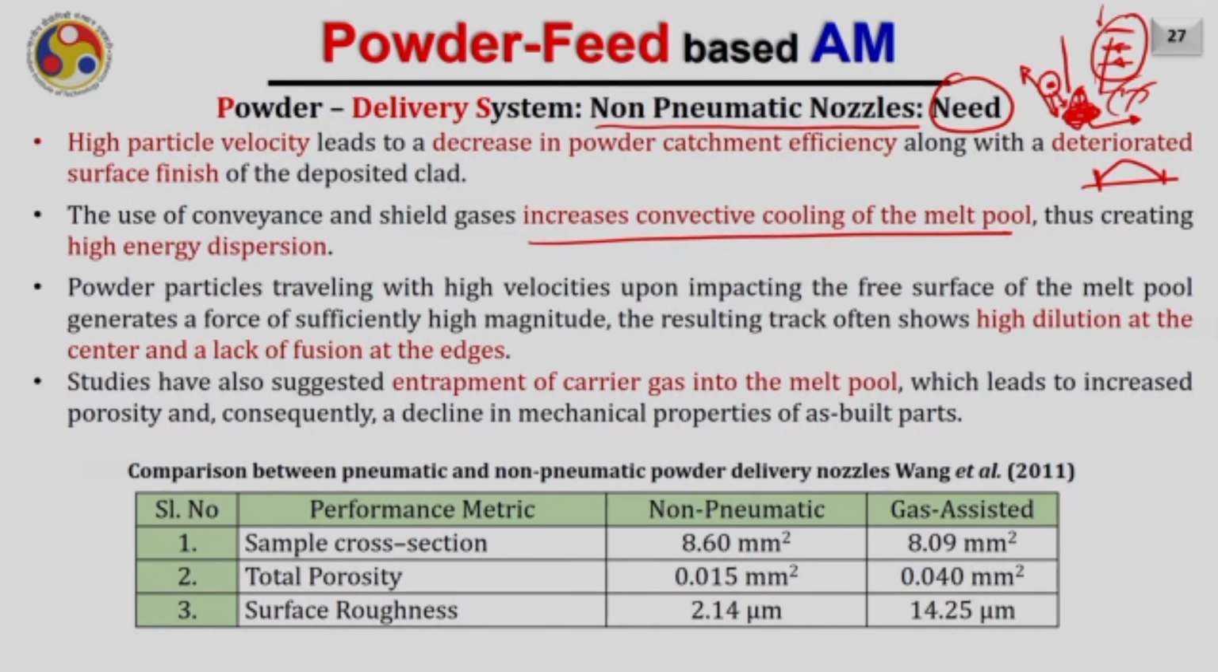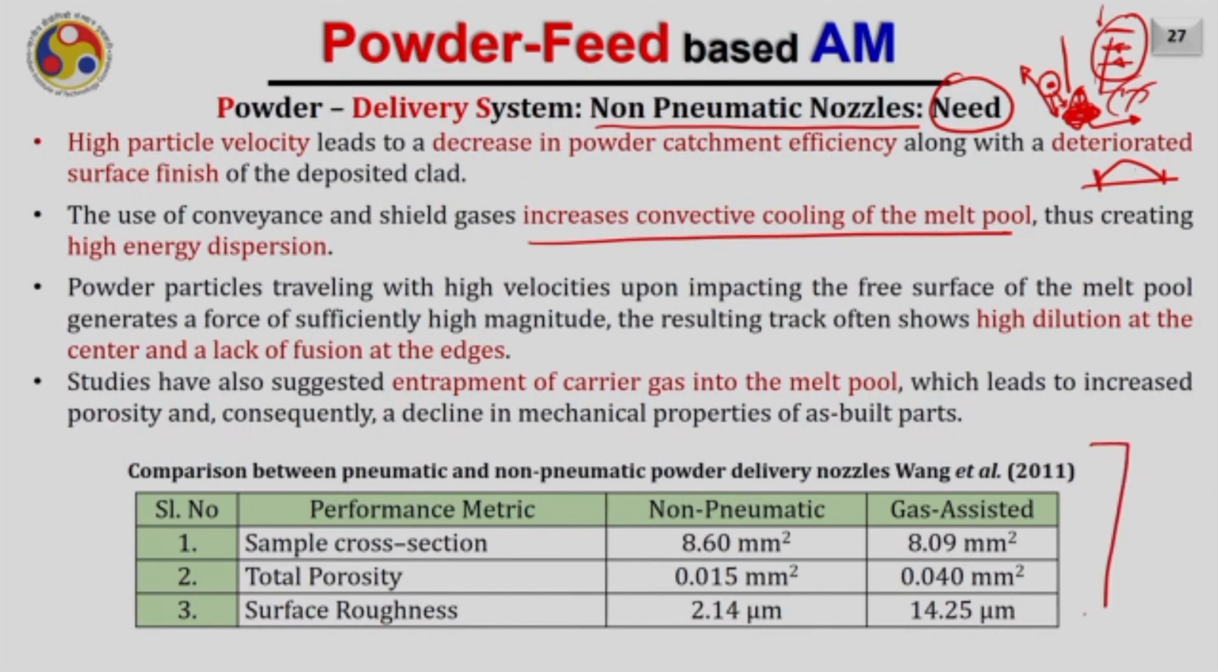Also, it has been discussed in many of the literature that with the involvement of a lot of these gases, there is a possibility of entrapping these gases into the molten pool, which leads to increased porosity, and consequently a decline in the mechanical property of the final part produced by such nozzles.